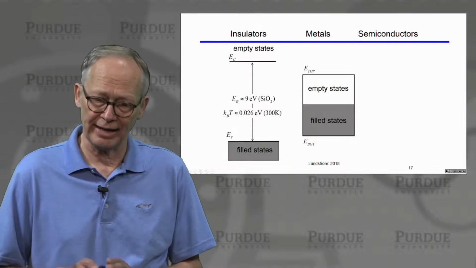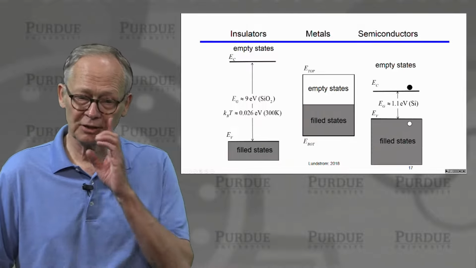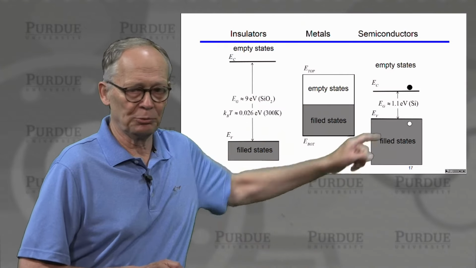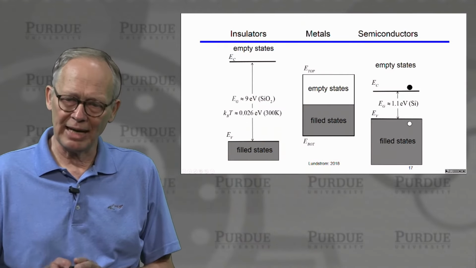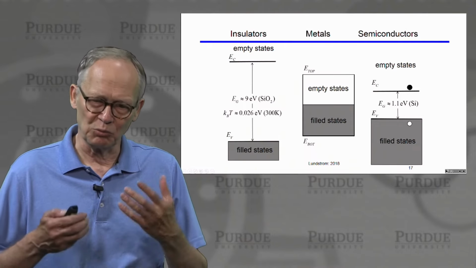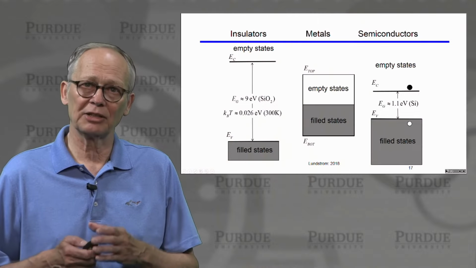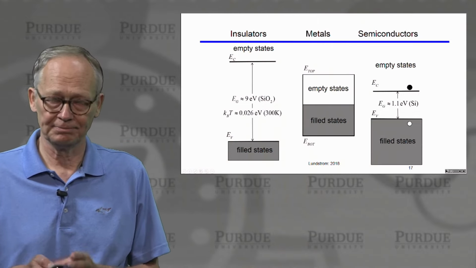There's no forbidden gap. What's a semiconductor? Well, it looks like an insulator. It just has a smaller band gap. It has a small enough band gap that at room temperature or at reasonable temperatures, a few of the bonds are broken, and there are a few electrons and a few holes that can carry current.